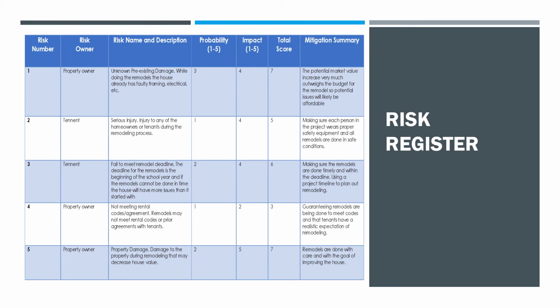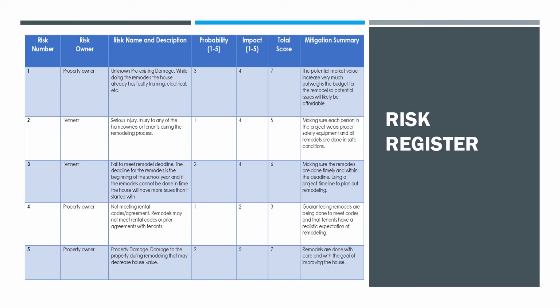Alright, next we're going to get into the risk register. As you can see, we have a chart with 5 different risks that detail the owner, the description, the probability, the impact, the total score, and what can be done to mitigate those. Risk 1 is unknown pre-existing damage to the house, anything with the framing or electrical. It's a pretty impactful risk if it does occur.